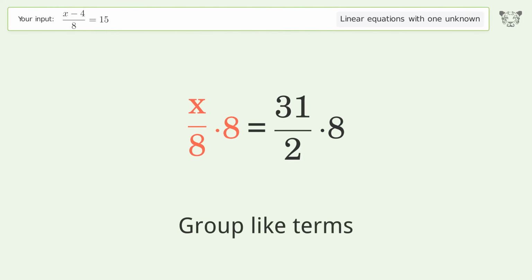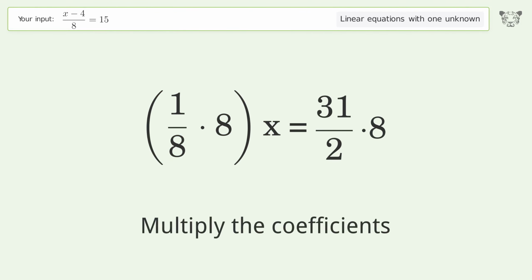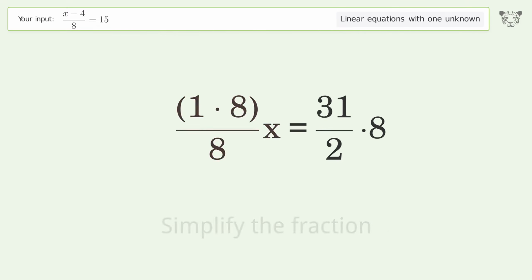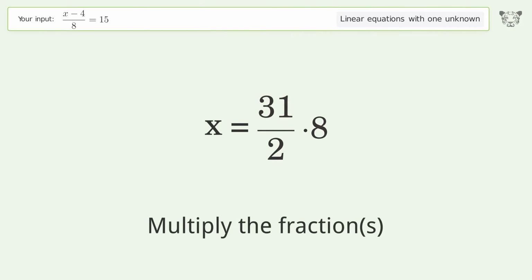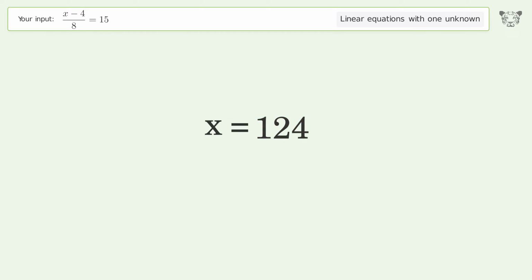Group like terms. Multiply the coefficients. Simplify the fraction. Multiply the fractions. Simplify the arithmetic. And so the final result is x equals 124.